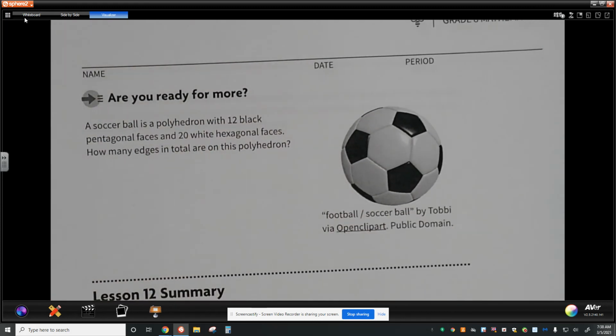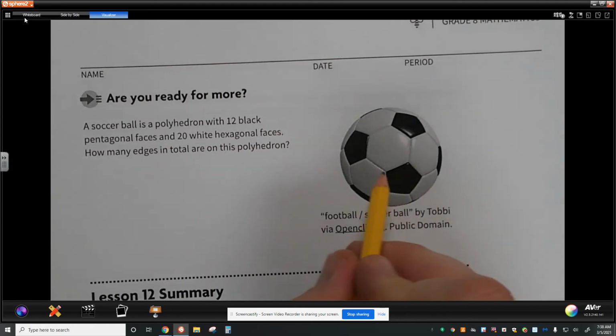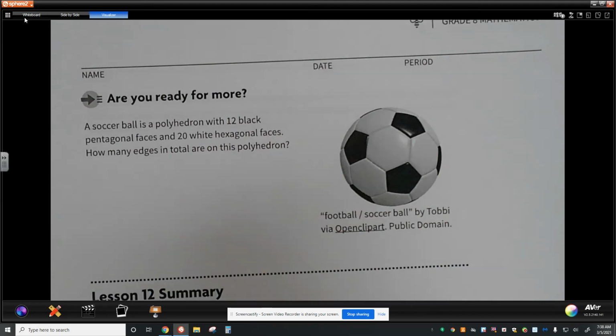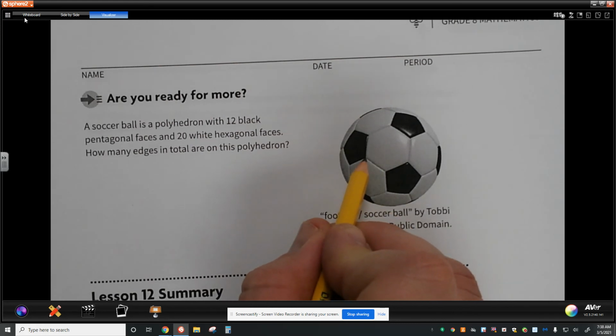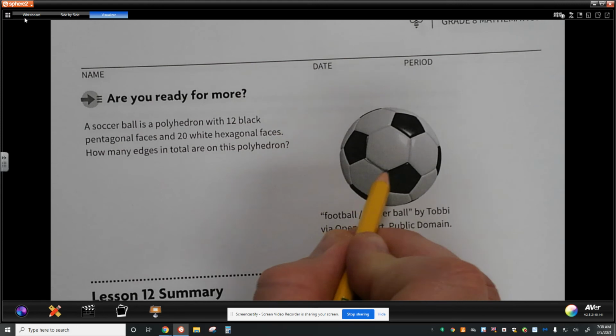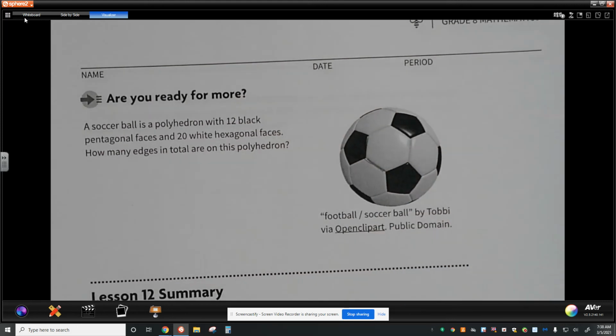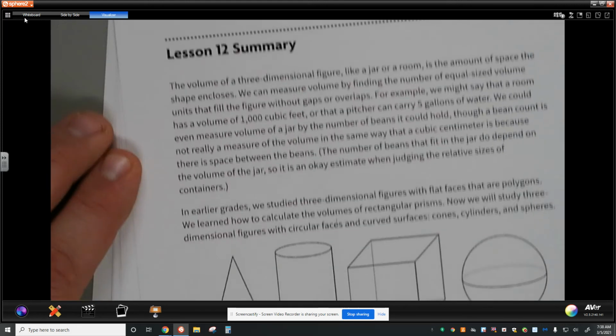A soccer ball is a polyhedron with 12 black pentagon faces and 20 hexagonal faces. How many edges in total are in this polyhedron? So everywhere along here, even though a soccer ball looks like a ball, it's a polyhedron. It's actually not technically a ball. It's the air that pushes it out, or a sphere. So when we're talking about edges, how many of these edges are there? So go ahead and give it a go, see what you can come up with.